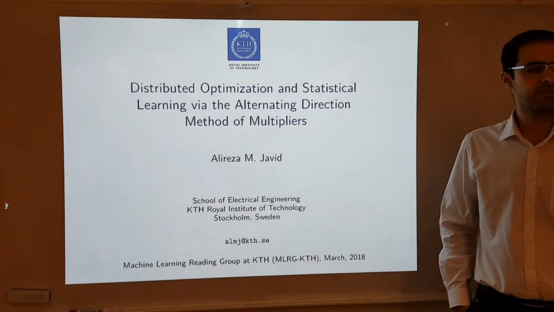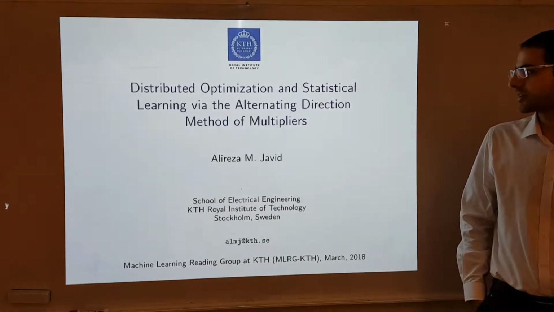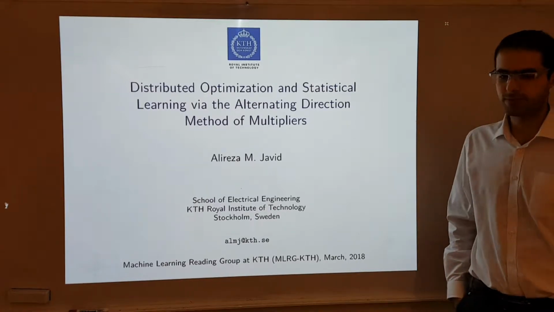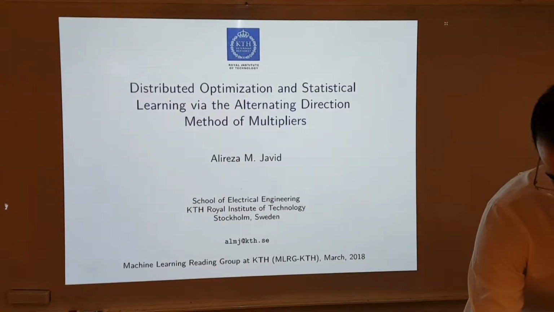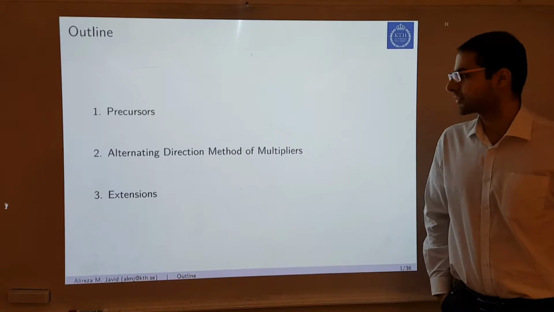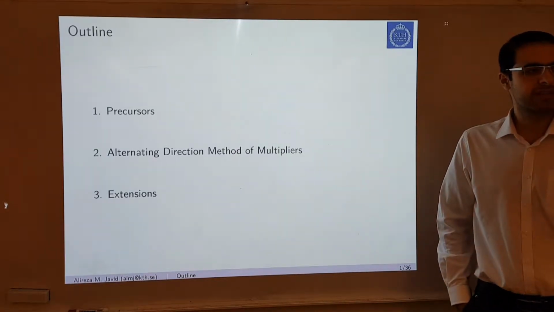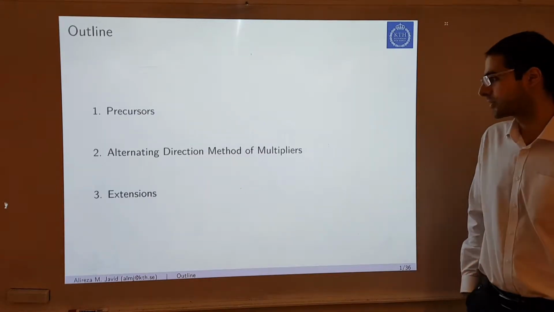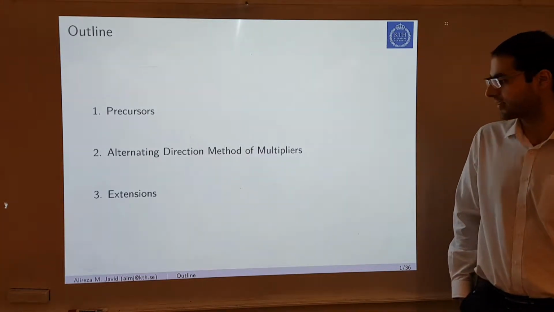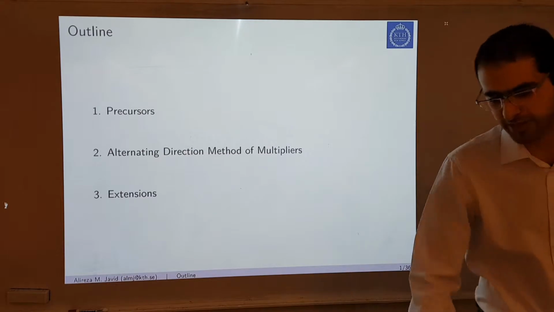Talk about distributed optimization via ADMM, the alternating direction method of multipliers. First, I will cover some background. We will see what a dual ascent method and the method of multipliers are. Then we will see why we need ADMM, and then I'll try to cover some extensions of ADMM.